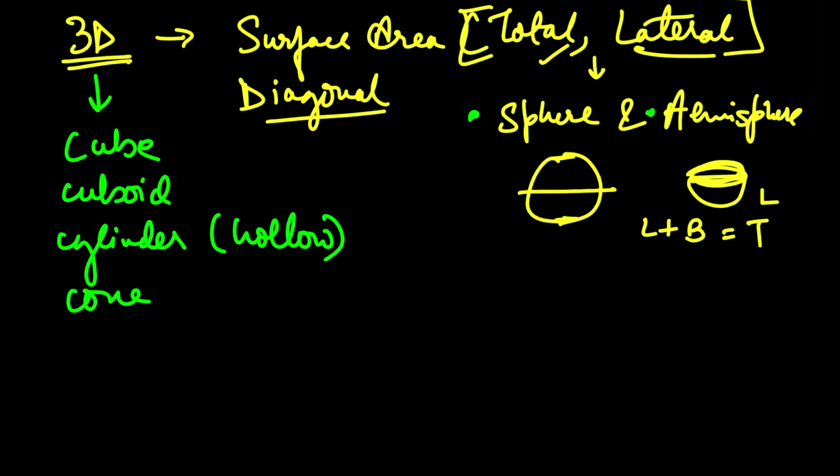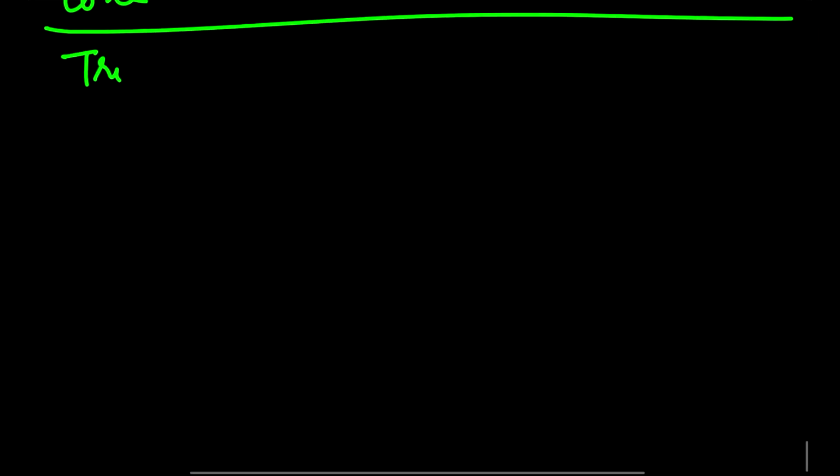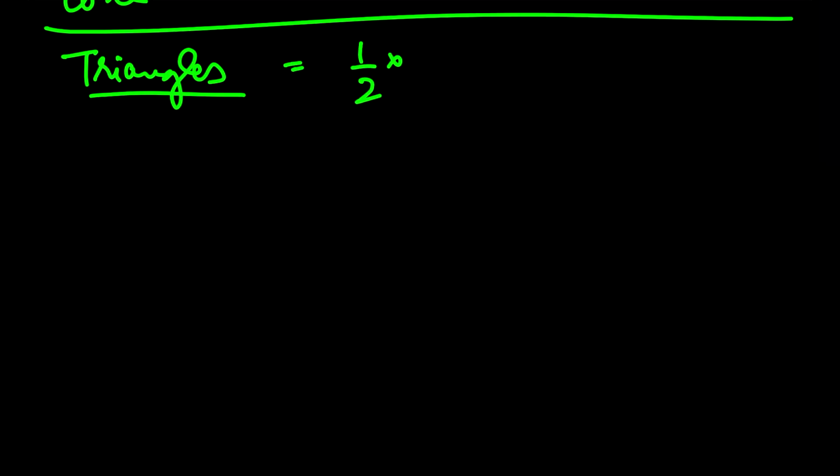And finally, moving to one very important section, which is called triangles. Triangles are loved by all and hated by many. Triangles come with different formulas. One is Heron's formula. One basic formula is half into base into height for calculating its area, but life is not easy.